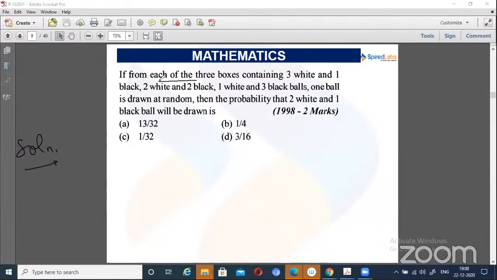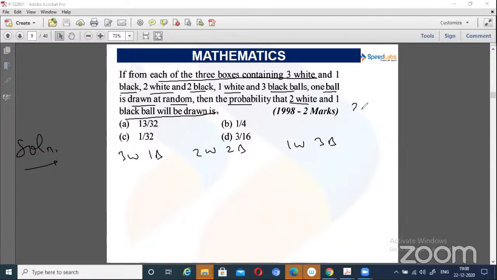If from each of the three boxes containing three white and one black, two white and two black, and one white and three black balls, one ball is drawn at random, then the probability that two white and one black ball will be drawn is, so we are drawing one ball each from each of the boxes.